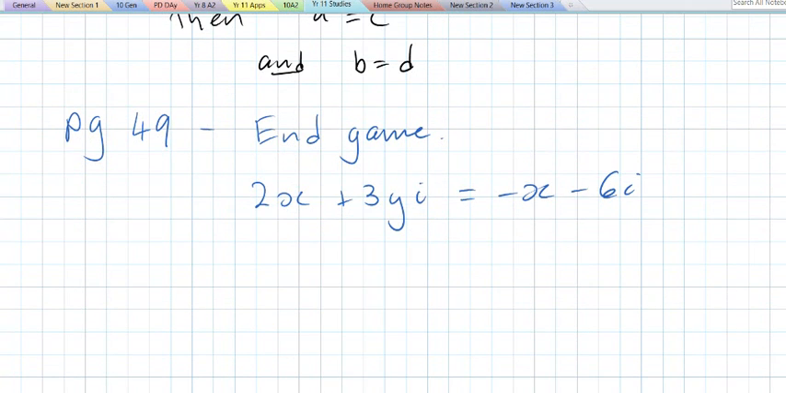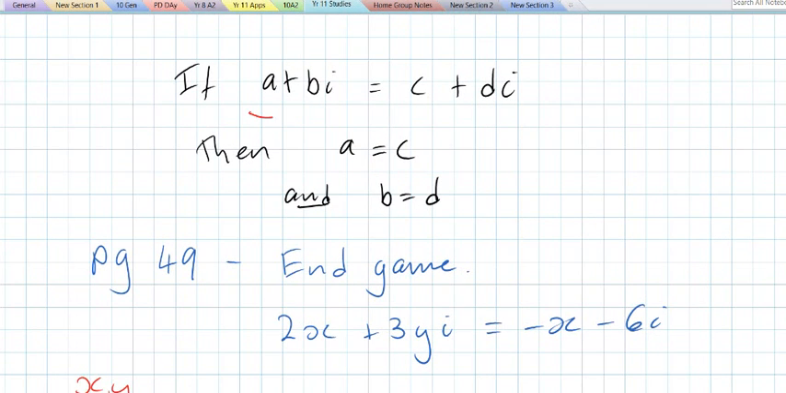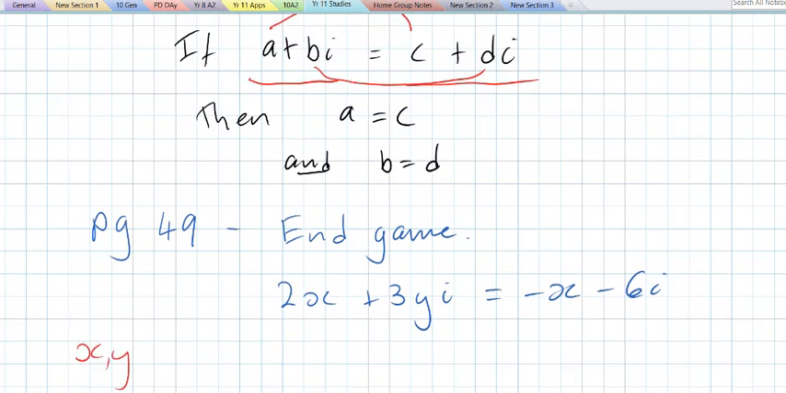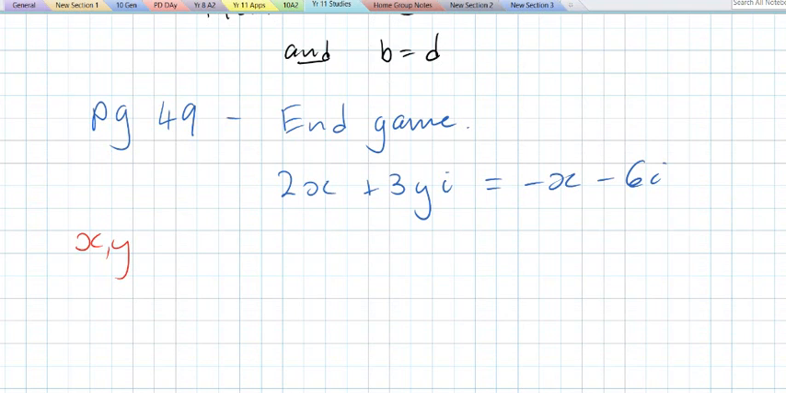Now what we want is to put on the left hand side all our unknowns. So everything to do with x and y over here, and everything to do with real numbers or constants over on the right. Okay? And that way, if we have an expression with x and y on the left, and an expression with constants on the right, we can equate them. So the real parts are equal and the imaginary parts are equal. Alright, so let's get everything with x and y on the left.